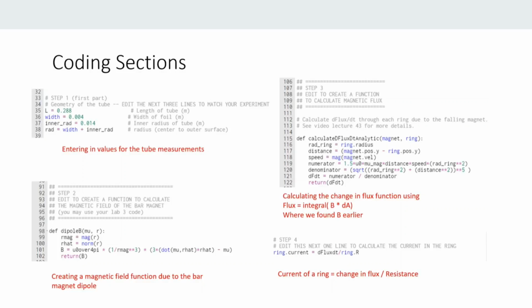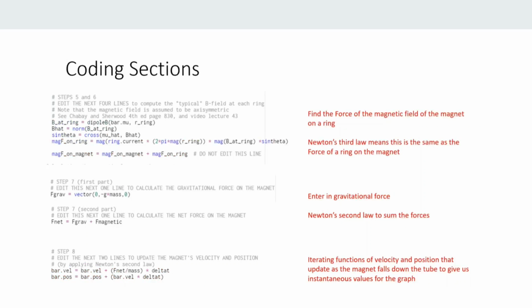Step 1 is just to enter the values for the tube measurements. Step 2 is creating the magnetic field function due to the bar magnet dipole. Step 3 is calculating the change in flux function, using flux equals the integral of B dot dA, where we found B earlier. Step 4 is finding the current of the ring, which equals the change in flux over the resistance. We need to find the force of the magnetic field of the magnet on a ring in steps 5 and 6. And then we use Newton's third law, which means this is the same as the force of a ring on the magnet.